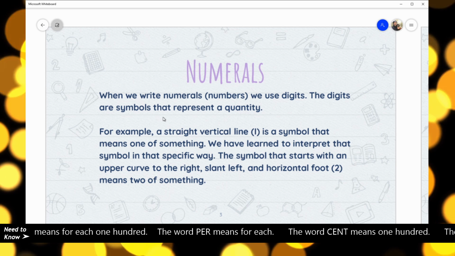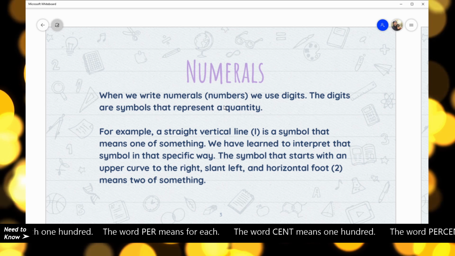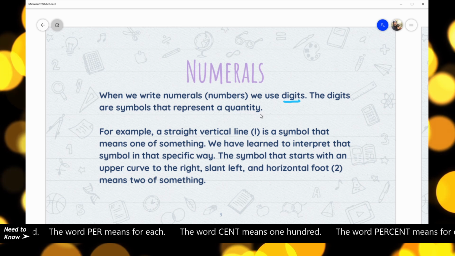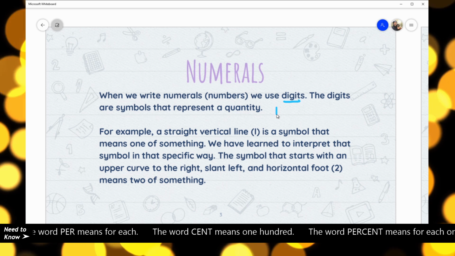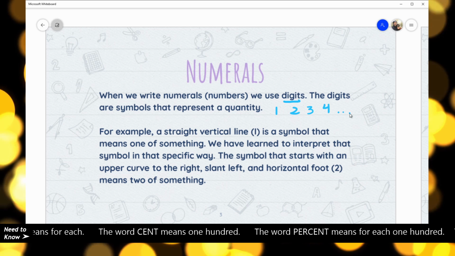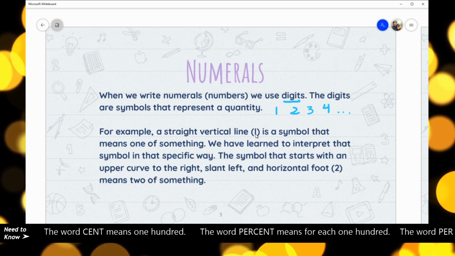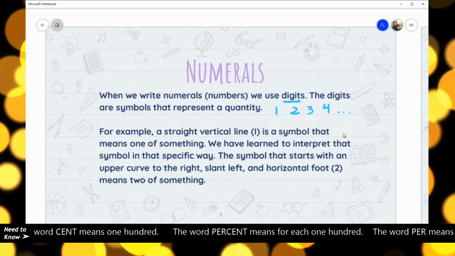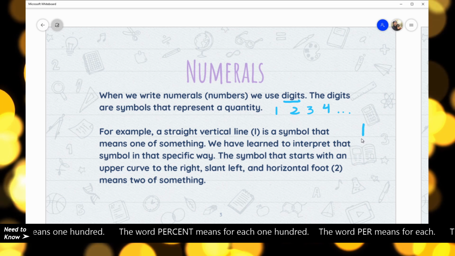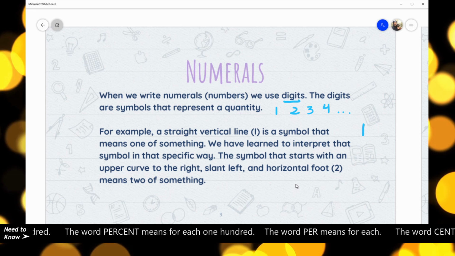So first let's talk about numerals. Numerals, we call them numbers, okay? So when we write numerals, we use digits. Digits are symbols that represent a quantity. These are the digits, like a 1, 2, 3, 4, etc., right? So those digits represent a quantity. For example, this straight vertical line, that's a symbol that means one of something. When you see this symbol, your brain tells you that's one because that's what you've been taught. So we interpret that symbol in a specific way.